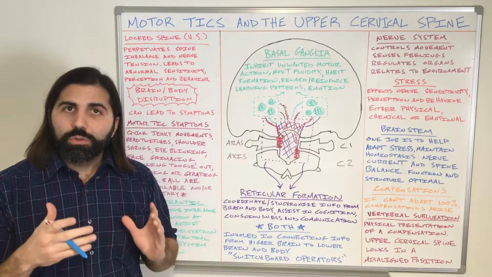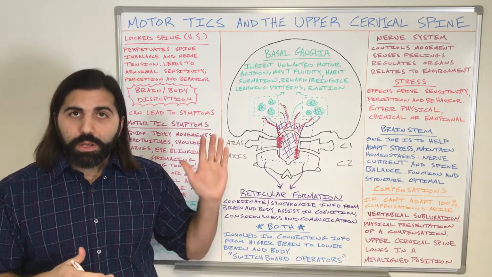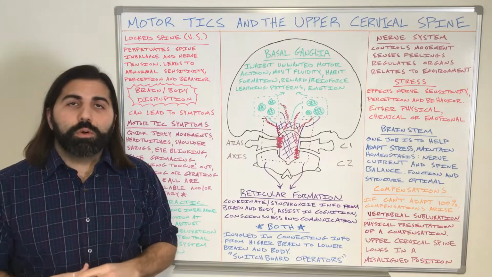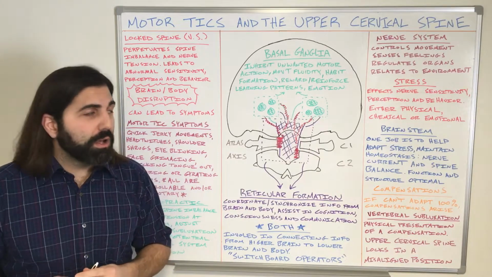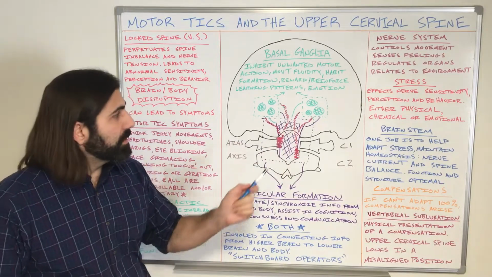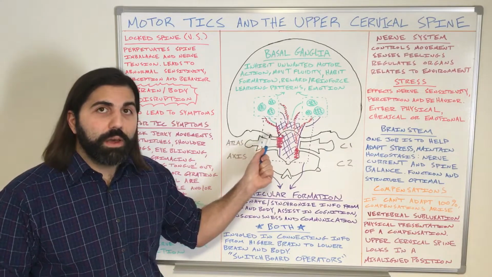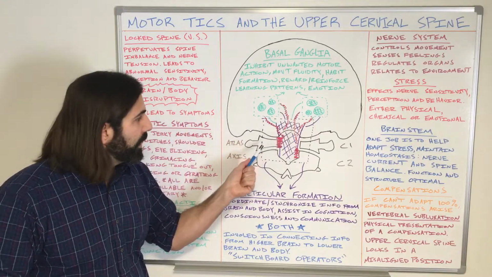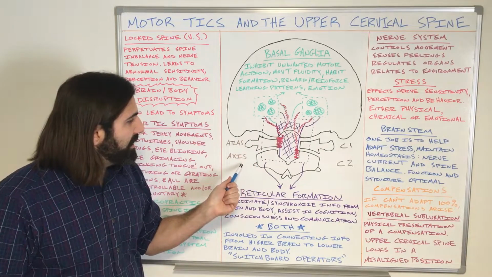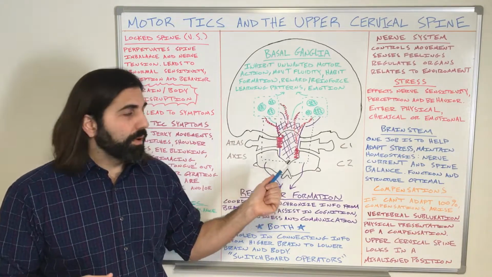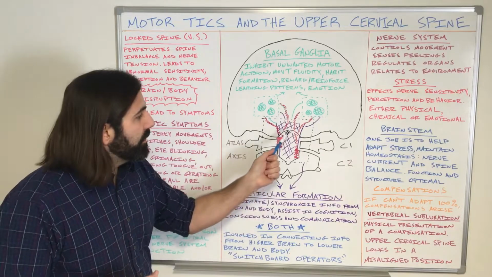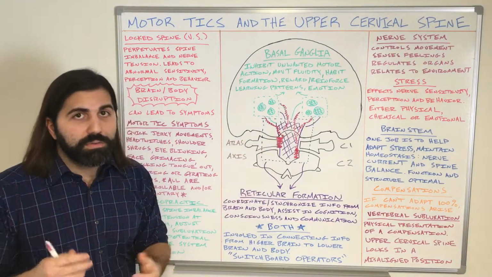Now, in order to delve deeper into that connection between the upper cervical spine and motor tics, we're going to do a simple crash course in anatomy and physiology. In the upper cervical spine, we focus on four main structures. We have the occipital bone found at the base of our skull, the atlas bone or the first cervical vertebra, the axis bone or the second cervical vertebra, and then housed and protected by those three bones, we will find the brainstem area of our nerve system.